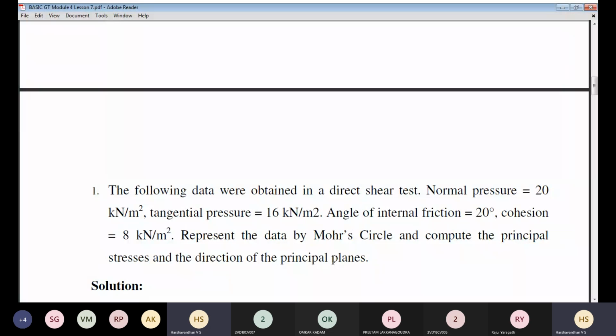The following data were obtained in a direct shear test. Normal pressure is equal to 20 kilonewton per meter square. Tangential pressure is equal to 16 kilonewton per meter square. Angle of internal friction is equal to 20 degrees. Cohesion is equal to 8 kilonewton per meter square. Represent the data by Mohr circle and compute the principal stresses and direction of principal planes.